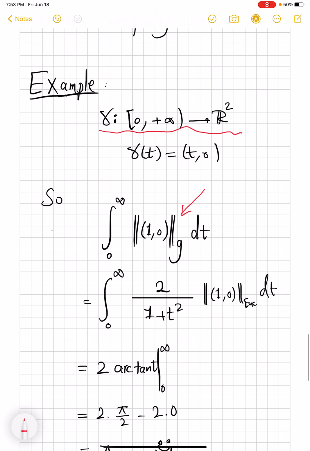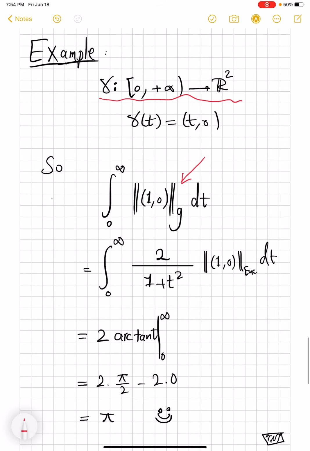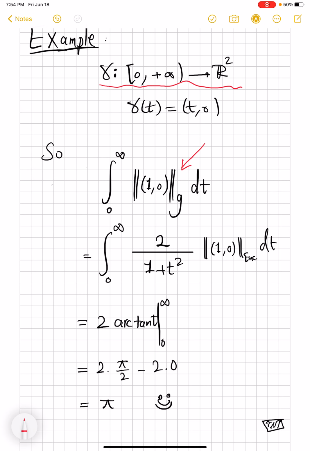So let's double check. So you have the integral from 0 to infinity of the derivative, which is always (1, 0), with this new norm G. But remember, this G takes into account how far you are from the origin. So (1, 0) at time t means you are t distant away from the origin. So 2 over 1 plus t squared, times the Euclidean norm of that. But this is always equal to 1, so it goes away.